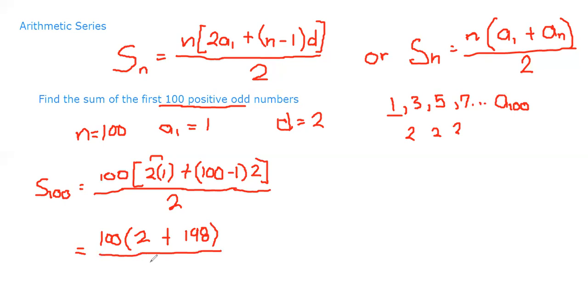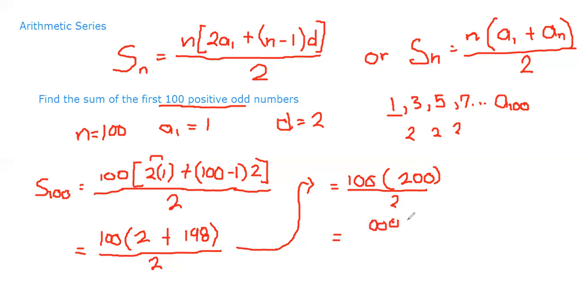Nasusundan pa ba? So, 198, pagplusin natin yung 198 plus 2. So, magkakaroon tayo, equals natin to 100 multiply to 200. Diba? 200. Over 2. So, 100 times 200, that is 20,000. So, magkakaroon tayo ng 20,000 over 2. Or, ang sagot natin is 10,000.